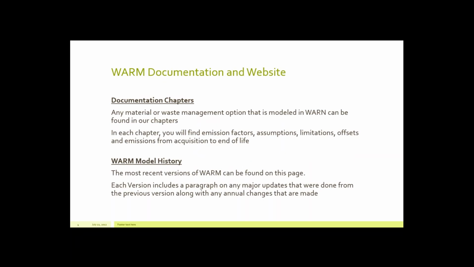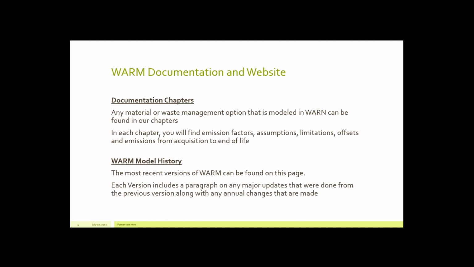As part of our WARM tool, we try to make sure that people are able to have access to the information that is in WARM. We have two pieces of that: our documentation chapters as well as our WARM model history. Our documentation chapters allow a user to understand the information behind each of our options, whether in the materials or our waste management options. Such things as offsets and emissions from acquisition to end of life, but also what limitations and assumptions were made for each of those materials and practices are in our documentation chapters, because we want people to understand what is going into that, and maybe something you thought would be there isn't there, or something you didn't think about is there.